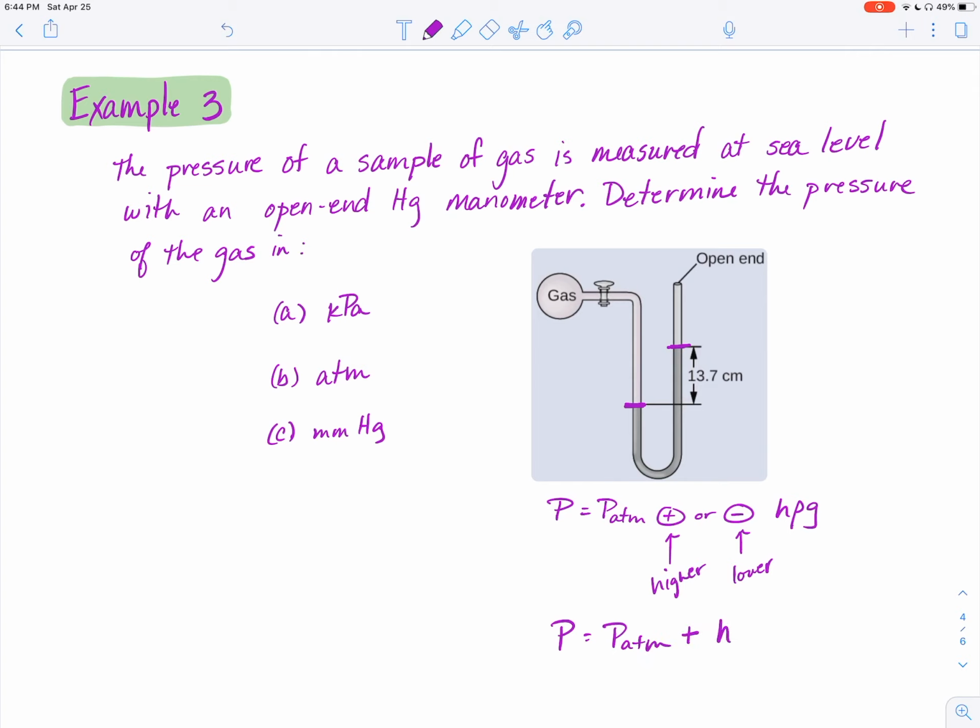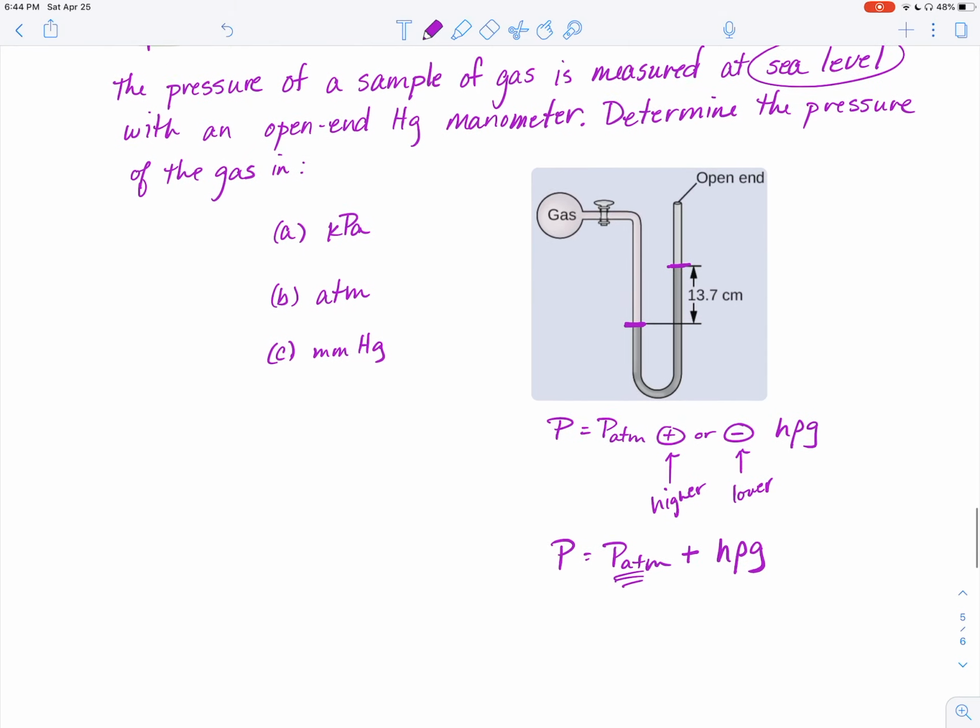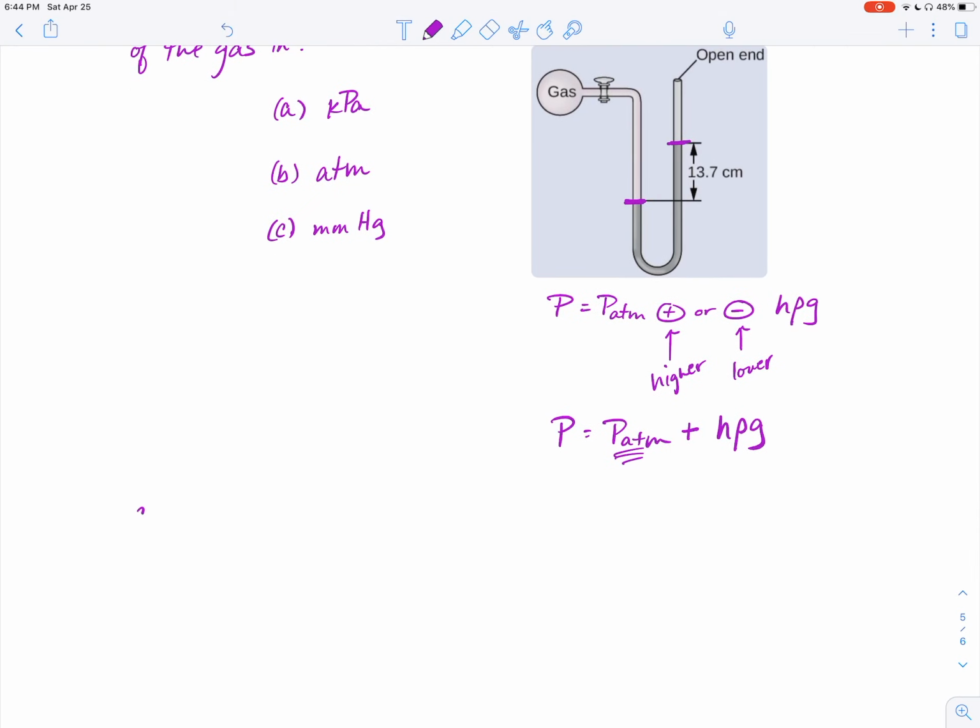Plus height, density, gravity. Okay, so how do we know what this value is? Well, it says sea level, so that means the pressure, just to begin with for our first unit, is 1 ATM, or if you will, 101,325 pascals. This will probably be the most useful one since kilopascals is our first calculation that we're looking at. So we'll start with A.